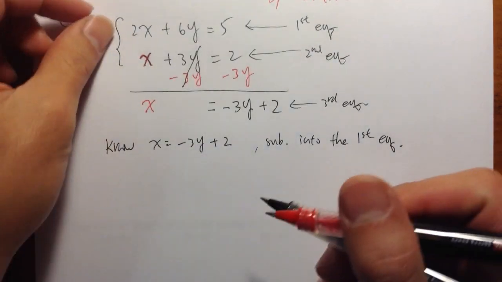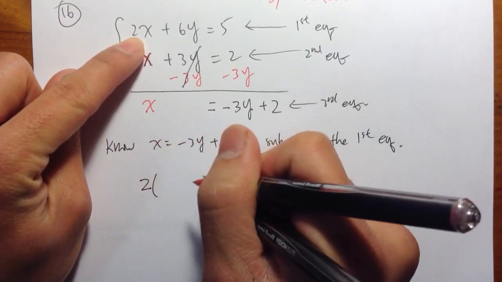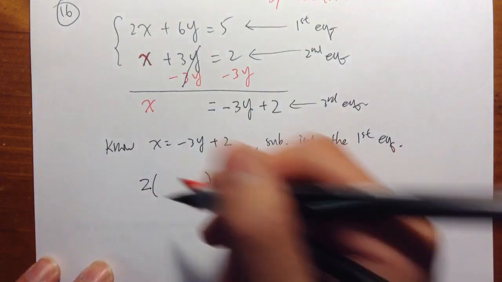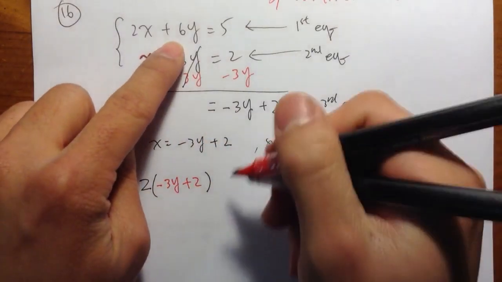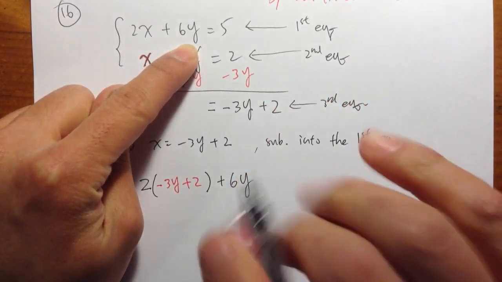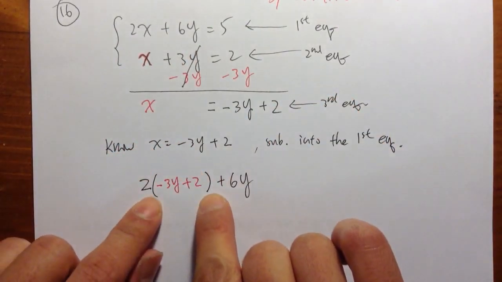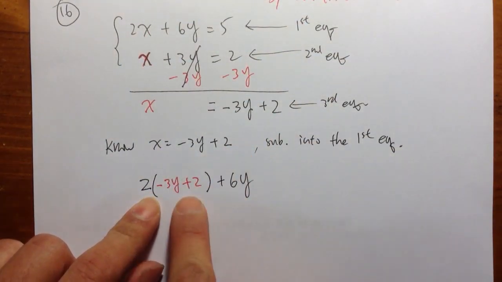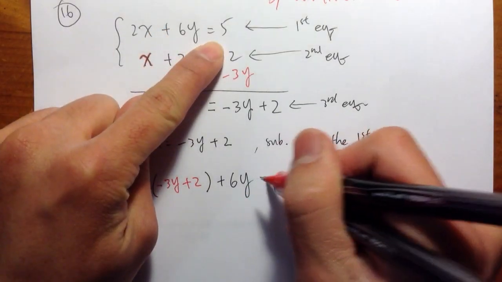Let's check this out. I have 2x originally, so I see x and I'm going to open parentheses and plug in what we know for x, which is negative 3y plus 2. And then plus the 6y. Because I isolated the x earlier, that's why I open the parentheses for the x, so that I can put negative 3y plus 2 into the parentheses. But the 6y, I'm just going to write down as 6y, equals 5.